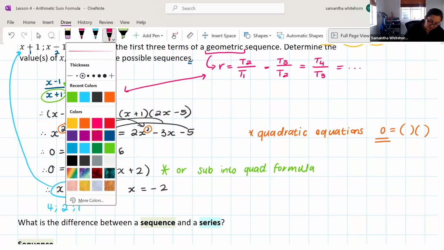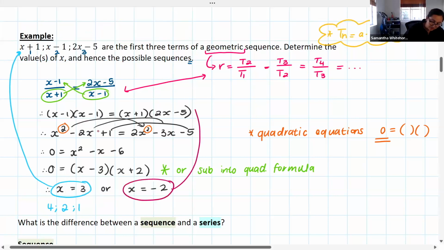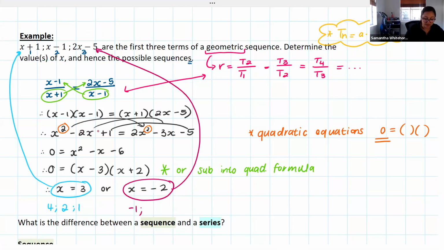If I have a look at my second potential sequence, again, just sub it back in. Minus 2 plus 1 is -1. Minus 2 minus 1 is -3. Minus 2 times 2 is -4. Minus 5 is -9. Again, it is geometric. Each time you are multiplying by 3, so your common ratio is 3. So those are the two potential sequences you can get based on this original algebraic geometric sequence that you were given.